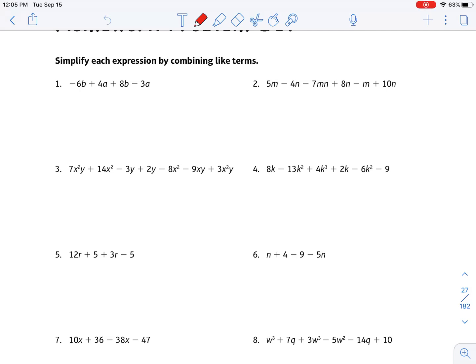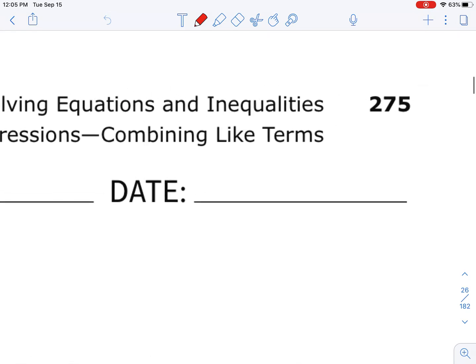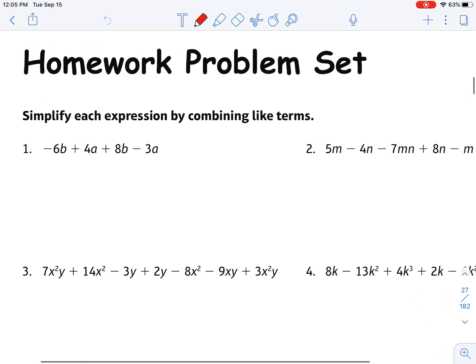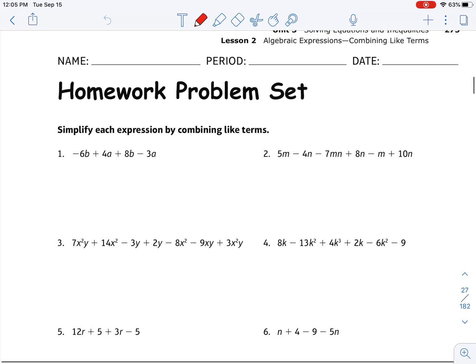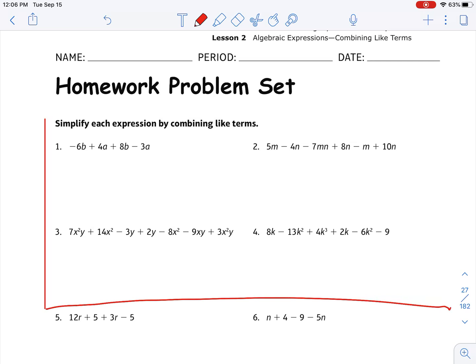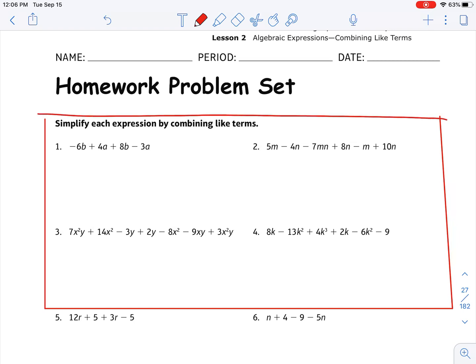All right. So today I am starting on page 275. And it looks like the homework problem set. Okay. So I'm actually going to leave the first 4 for you to do after I'm done lecturing. And then I'm going to do the later ones. So these ones are actually going to be homework, the first 4. Okay.